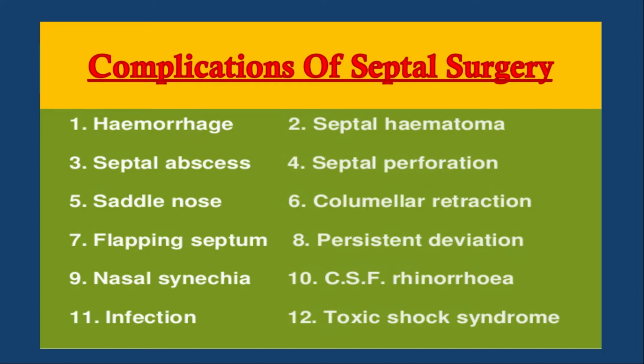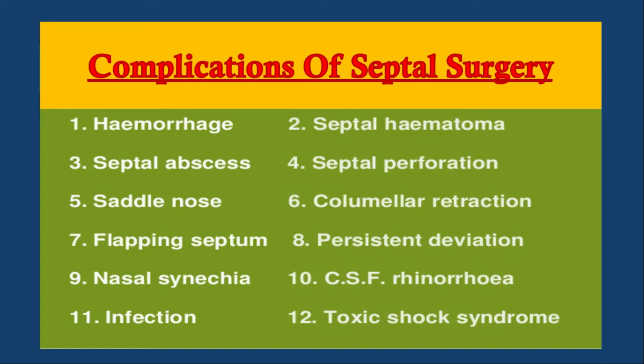CSF rhinorrhea can also occur because of removal of the perpendicular plate of ethmoid bone, which can fracture the cribriform plate, and CSF may run out through the cribriform plate into the nasal cavity and come out through the nostrils.